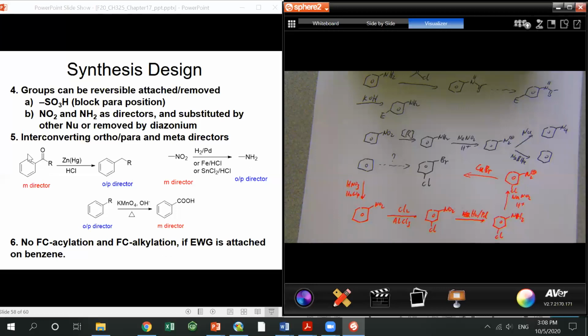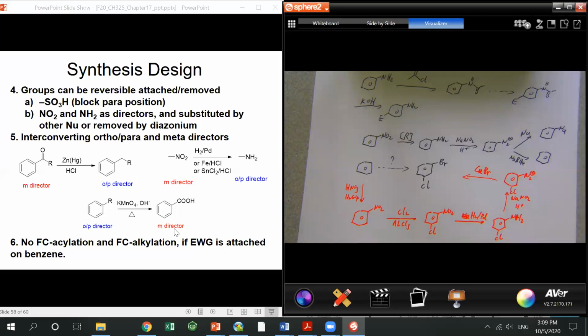Another one is that you can convert the ketone, the carbonyl compound, into the alkyl group, okay. So the ketone is an electron-withdrawing group, and a meta director, okay, but the alkyl group, the alkyl group, is also a para director, okay. So that's pretty useful, okay. And there's one way you can do the reverse, where you can convert the alkylbenzene into benzoic acid, okay, so that you convert a para director into a meta director.